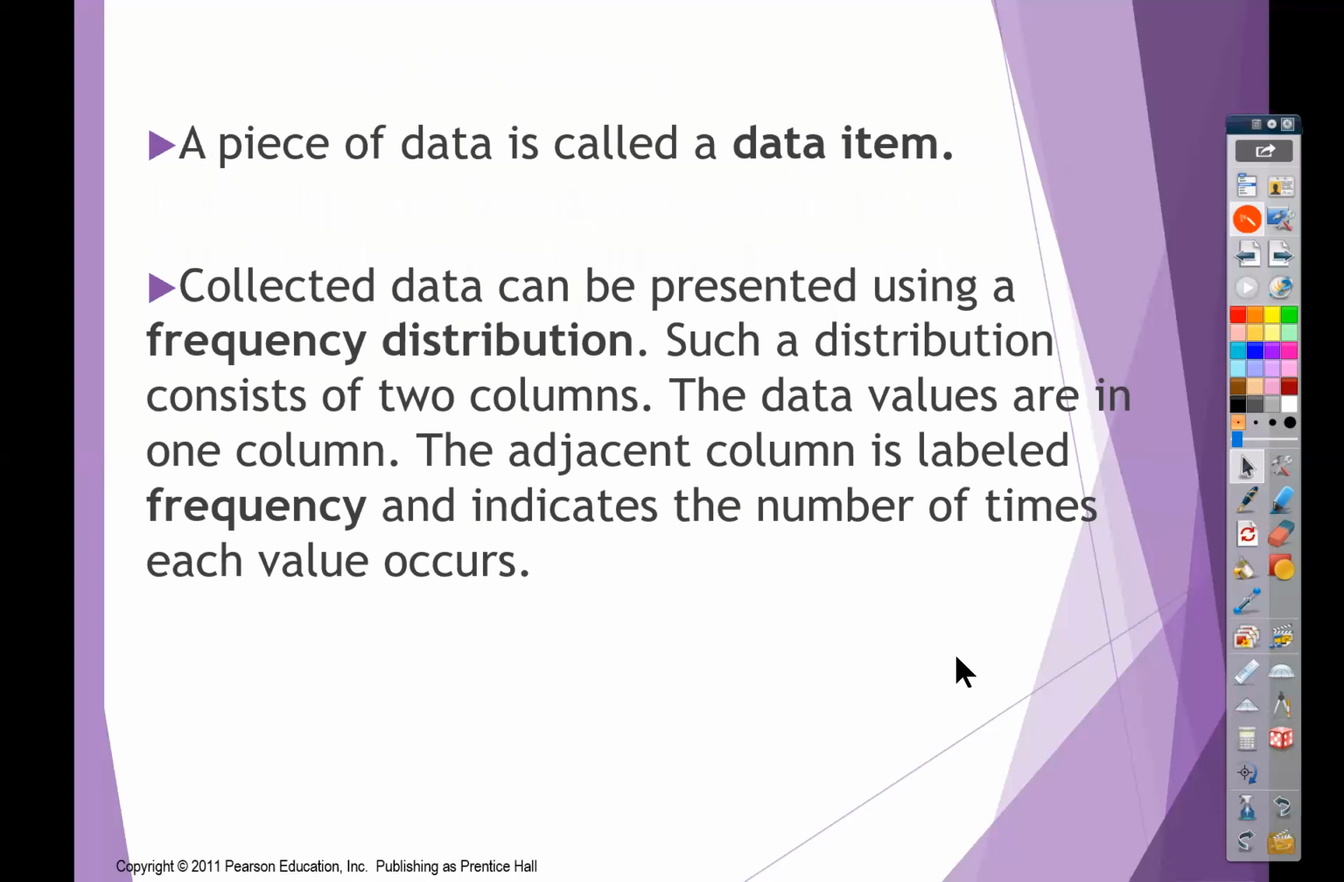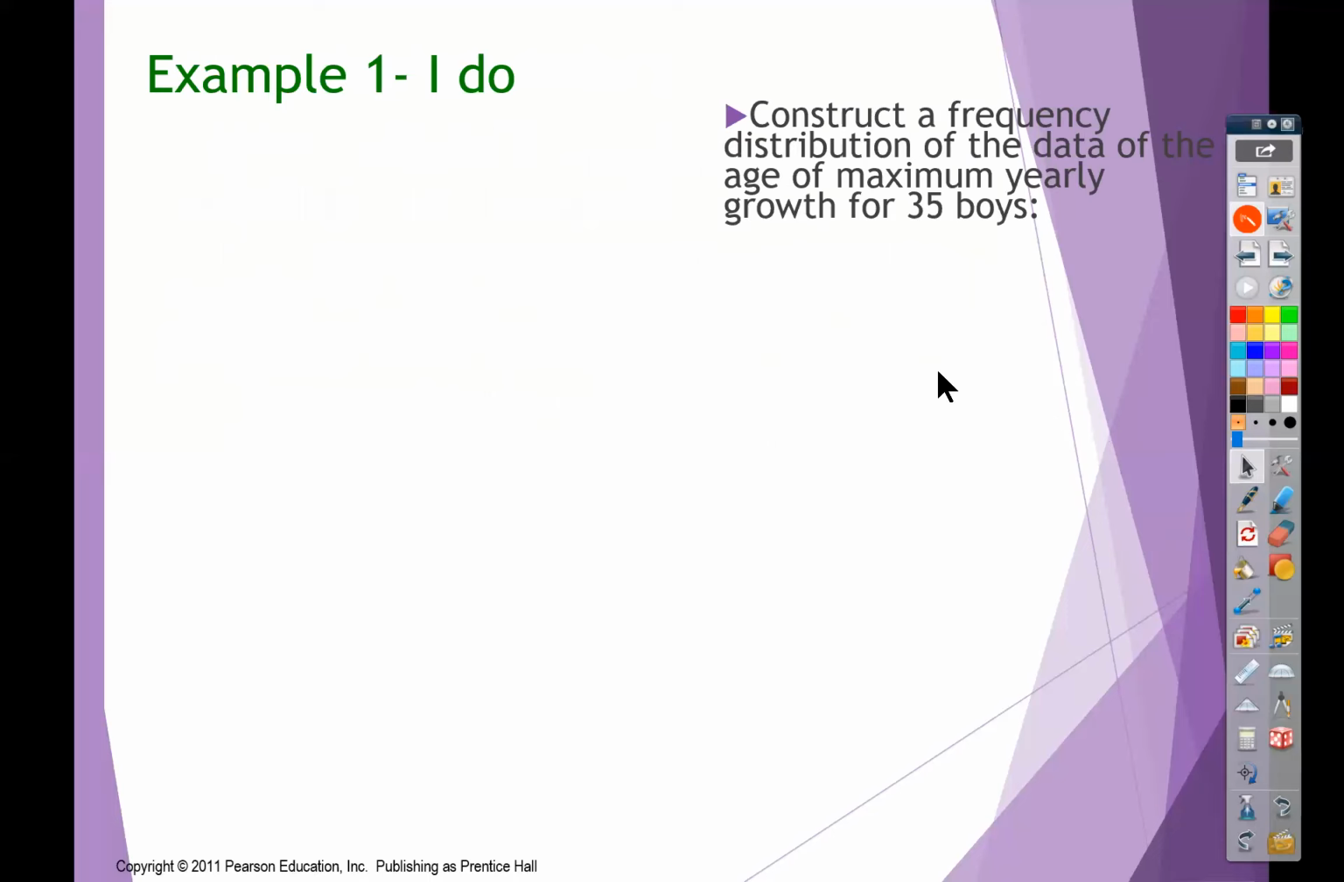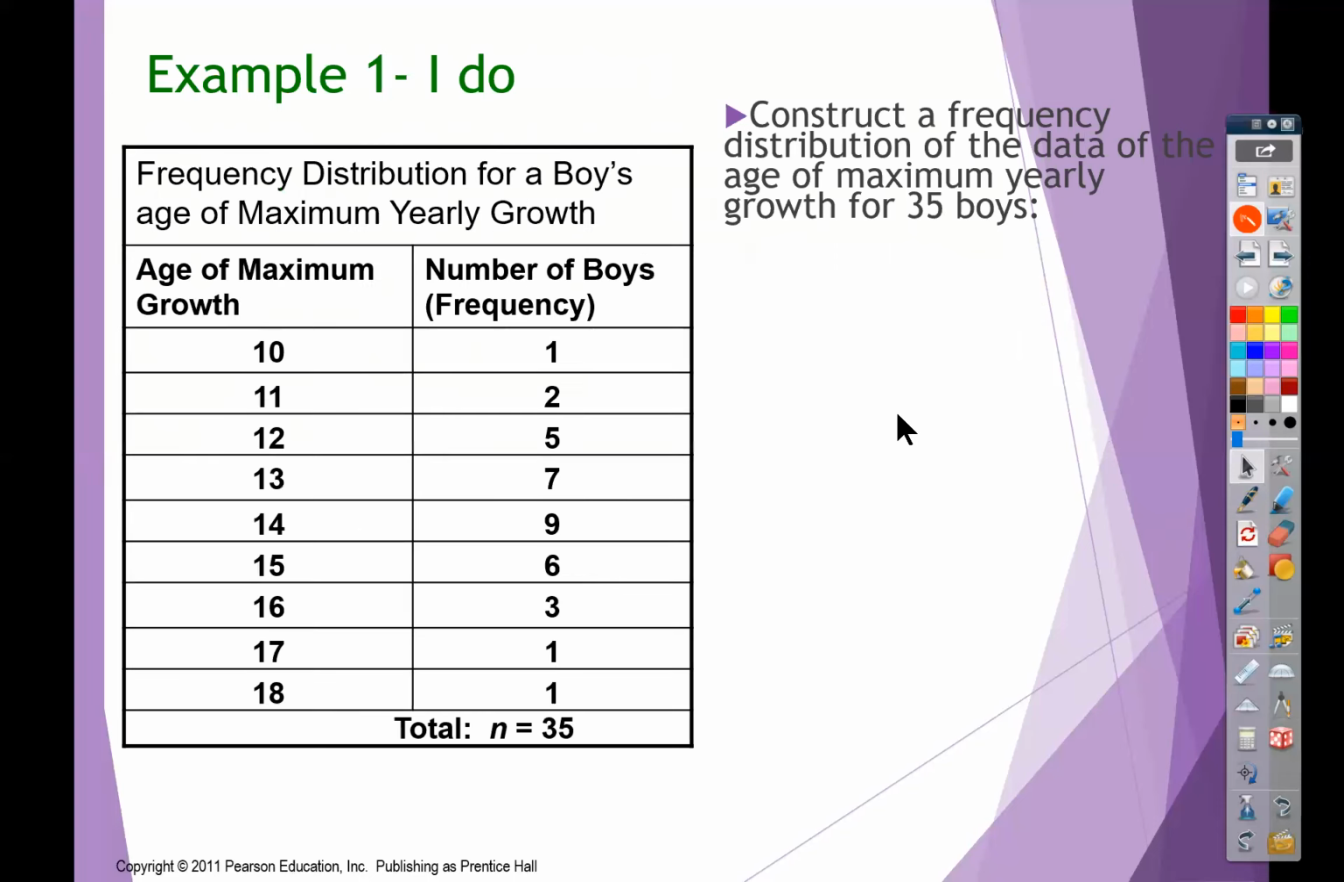data. A piece of data is called a data item. Collected data can be presented using a frequency distribution. Such a distribution consists of two columns. The data values are in one column, and the adjacent column is labeled frequency and indicates the number of times each value occurs. So, number one, construct frequency distribution of the data and age of maximum yearly growth for 35 boys. So this is a frequency distribution.